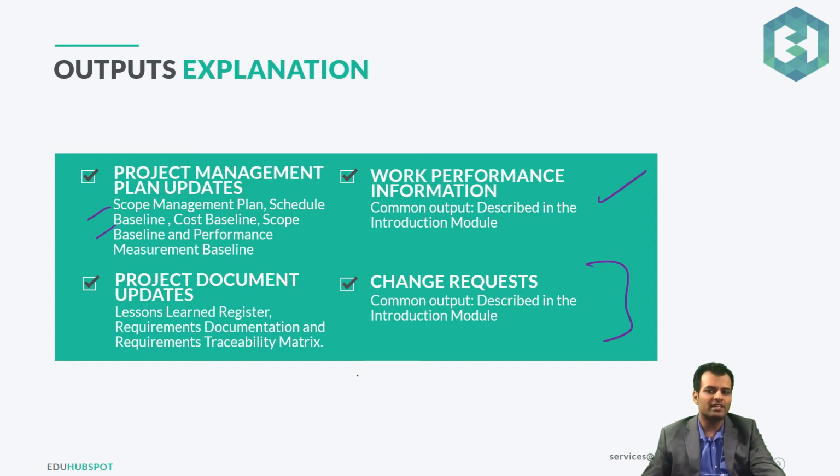Then on the document side, you will get the lessons learned register. Sometimes in order to control scope, you might get to know that, oh, this was a good thing which you did. So you have to go back and update the lessons learned register. Similarly, when you're trying to control the scope, you might end up with new requirements being added to your project. And since new requirements are being added, you have to go back and update the requirements documentation and your traceability matrix.